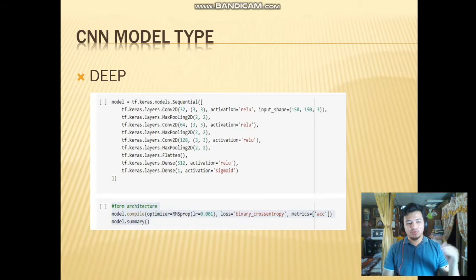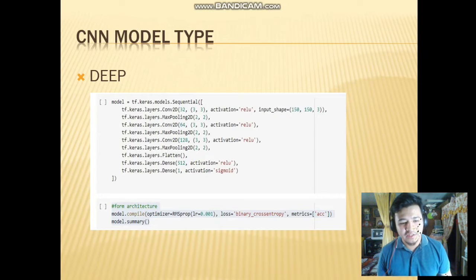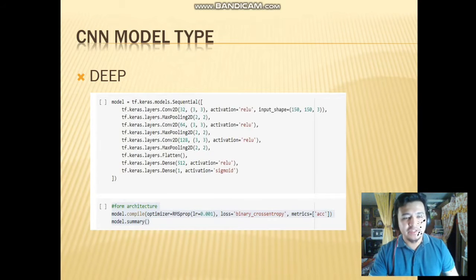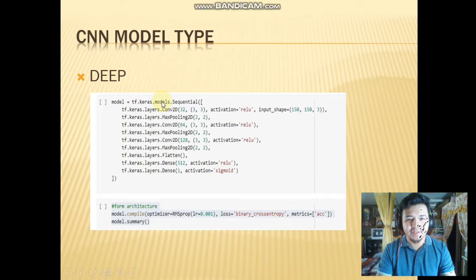So I'm going to skip the step which explains the linking part of the Google Drive and the Google Colab. In this case I will skip to step 4. Let's go first to the deep model. So this is basically the codings, the algorithms for deep.